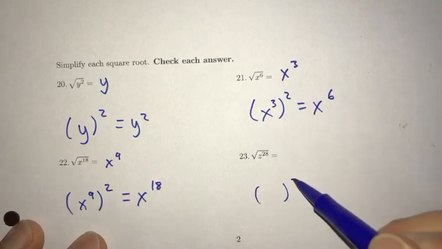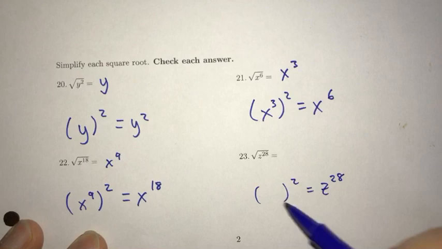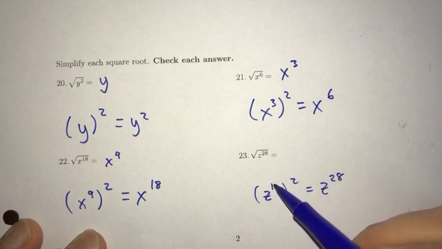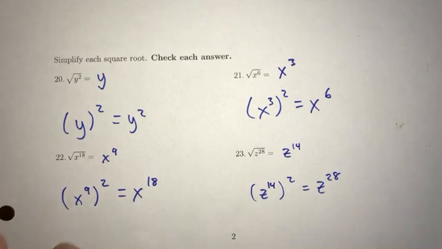Same thing here. Let's square it because it is a square root. What would I have to square in order to get z to the 28th? It would be z to some power, and that power, when I multiply by 2, it should be 28. I'm going to say that that's 14 because 14 times 2 is 28.